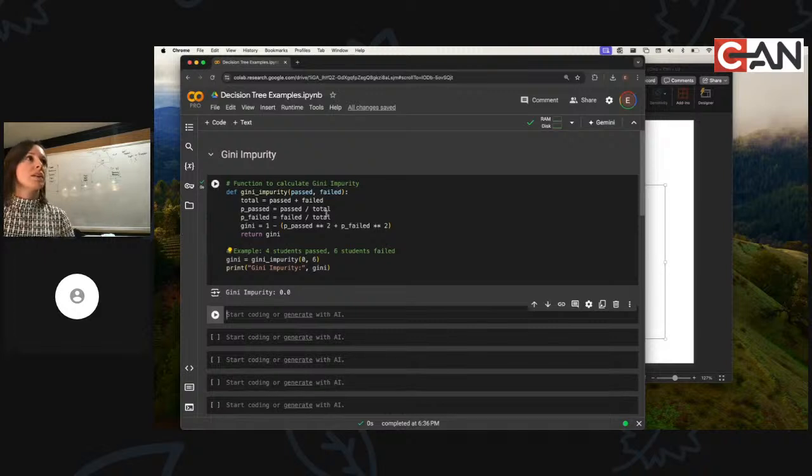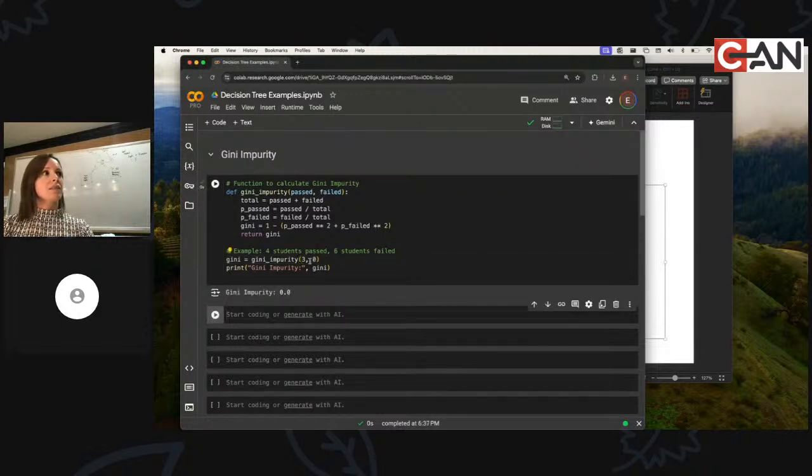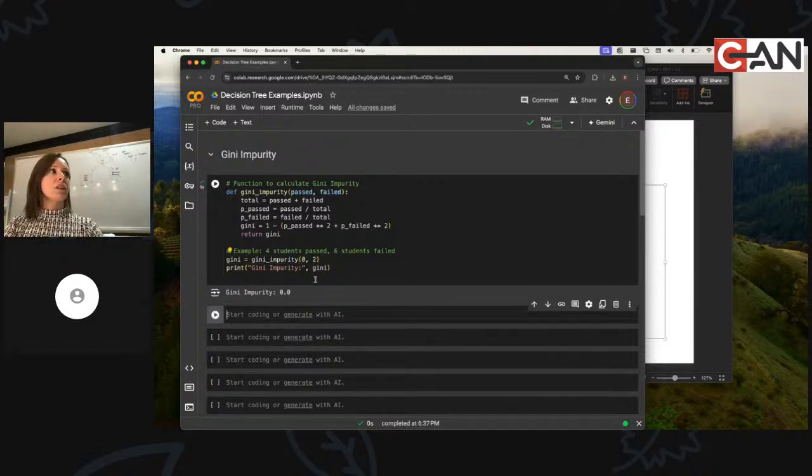All right, so we've got 0. You change this to past, failed, 1, 2, apples, bananas, it doesn't matter. Let's say we have 3 apples and 0 bananas. We get a Gini impurity of 0. We have 0 apples and 2 bananas. We get a Gini impurity of 0.